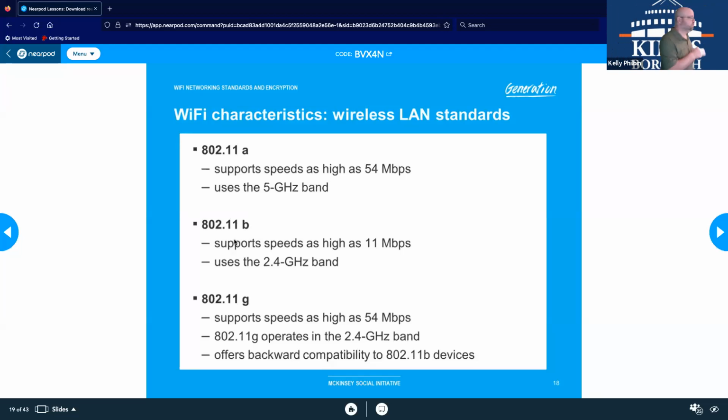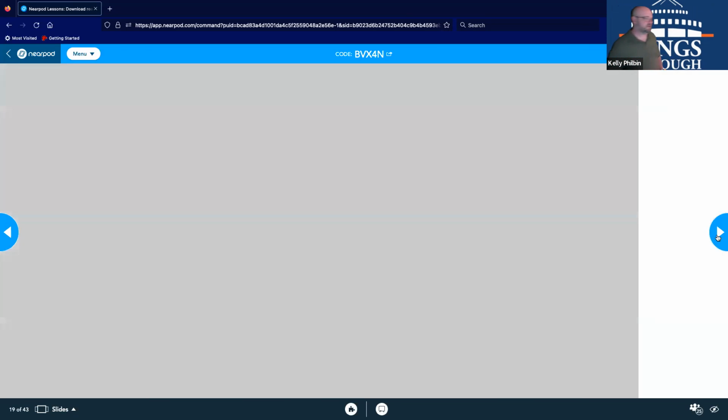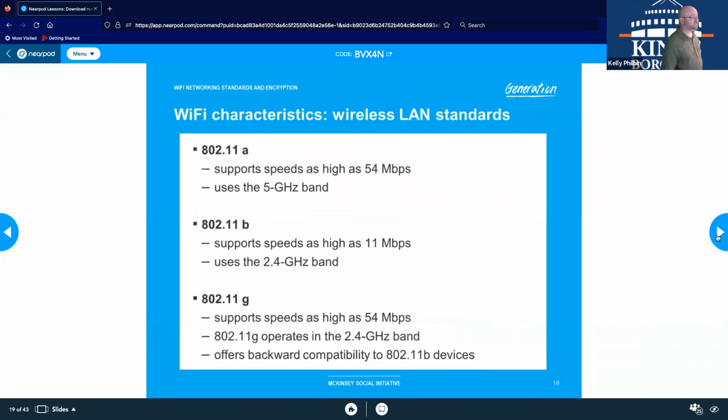They operated off of the 2.4 gigahertz bandwidth, which is what we were talking about over here. That's the one with the 14 channels, and we need to use 1, 6, or 11. And they only had speeds as high as 11 megabits per second. But again, first to market, most widely adopted. So A and B were hands down the more popular of the 2.